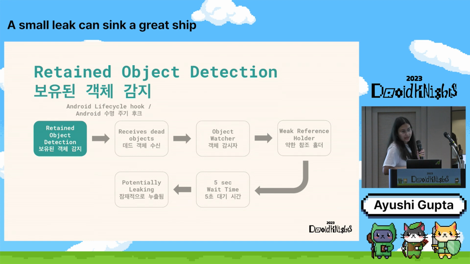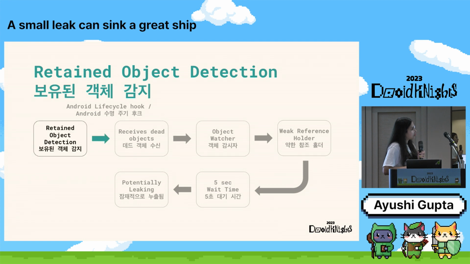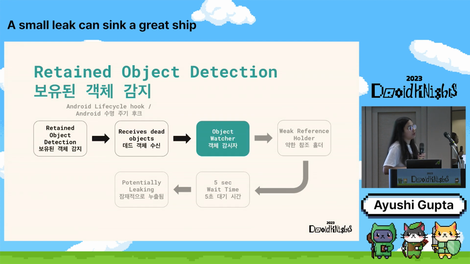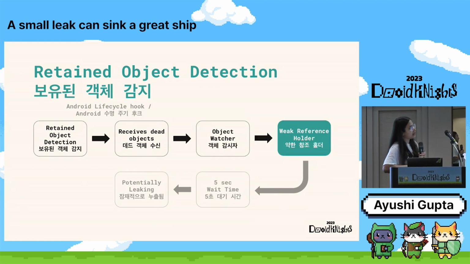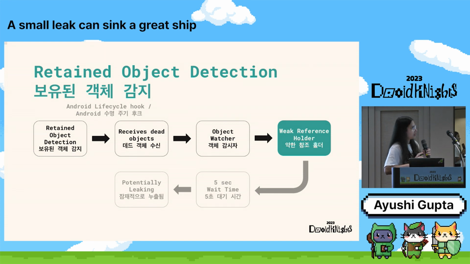LeakCanary hooks into the Android lifecycle so that it can automatically detect when your activities and fragments are getting destroyed. It receives all those dead objects and passes them to the Object Watcher. What is the Object Watcher doing? It is holding weak references of all those dead objects. For example, destroyed activity instances, destroyed fragment instances, or whenever your view model is getting cleared. Not only that, they also have APIs where you could add any object of your choice.